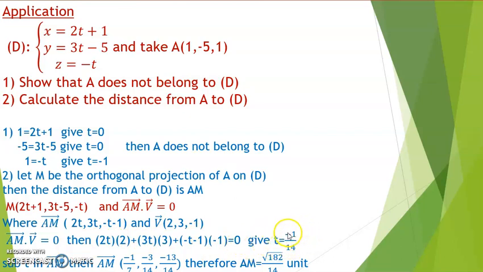So we need to find the distance AM. Substitute this value of t in the vector AM. We get the vector AM, and by calculating the norm of this vector, we get AM equals radical 182 over 14 units. This is the distance from A to the line D.